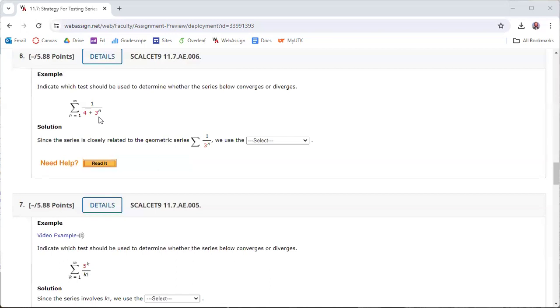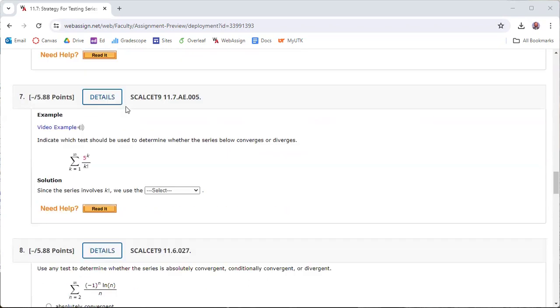This one, if we just had 1 over 3 to the n, we'd have a geometric series with common ratio 1/3. However, we've got this extra 4, but that extra 4 is actually shrinking the value of each of our terms. And since we know a geometric series with common ratio 1/3 converges, because 1/3 is less than 1 in absolute value, then we would subsequently know that this series converges as well.